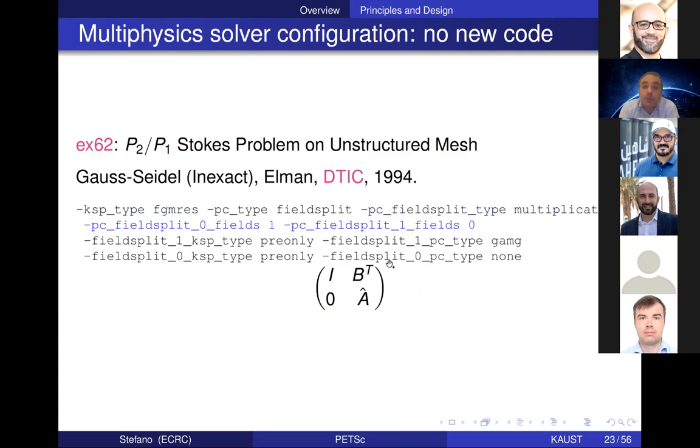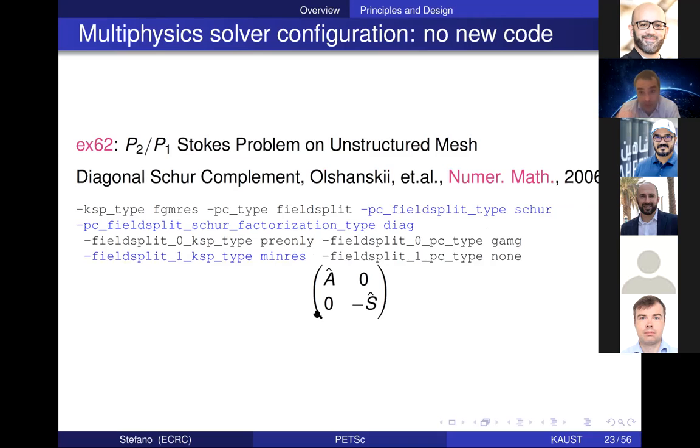I can also swap the fields. I can say now the field split 0 is made up by what is the field 1 in the original formulation, which is the pressure, for example, and the field split 1 is now made up by the field 0. You can also group many more fields here together. As a consequence, the application of your preconditioner will look like this.